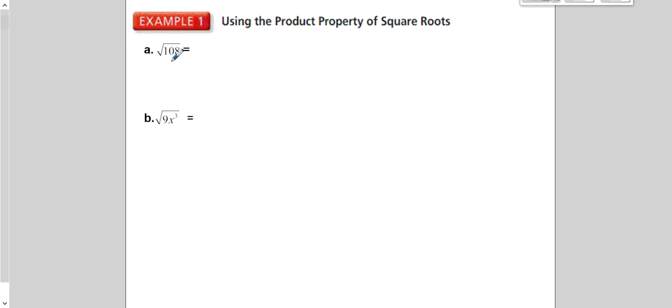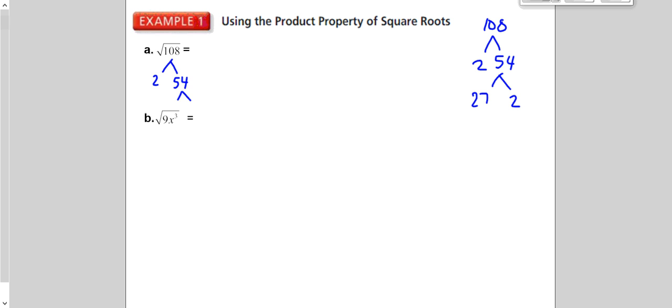Let's simplify the square root of 108. I don't know the exact square root of 108, so I'm going to break it down into prime numbers. Find my prime factorization. It ends in an even number, so I know it's divisible by 2. Divide this number by 2, what do we get? 54, good. So now let's break that down.